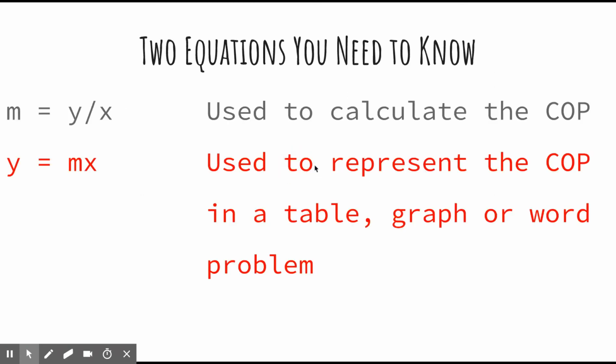So, first thing I want to remind you are the two equations that you need to know. It is so important that you know these equations and know why you're using them. The first one is m equals y over x. Remember when we talked about this in our notes, m stands for your constant of proportionality or your unit rate. When you're trying to calculate this, you take your y and divide it by x. So m equals y over x is used to calculate the constant of proportionality.